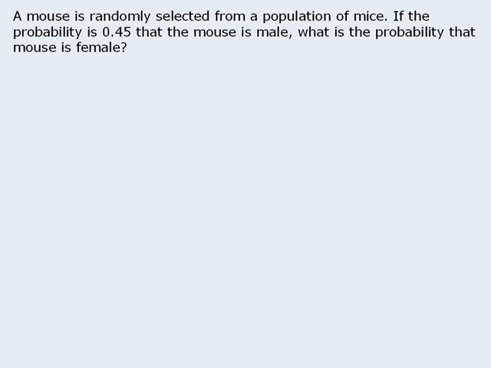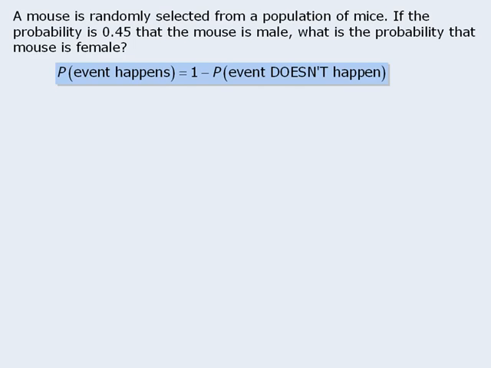Now let's look at an example of how this rule works. In this question, we are told that the probability is 0.45 that a randomly selected mouse is male. We want to determine the probability that the mouse is female. Now note that selecting a female mouse is the complement of selecting a male mouse, so we can use the following rule.